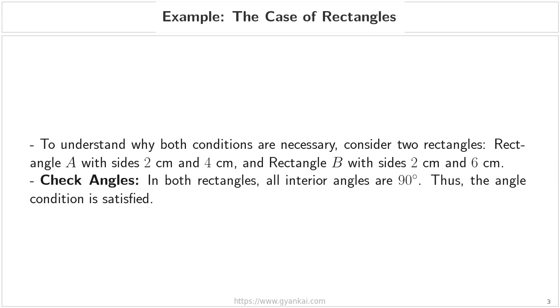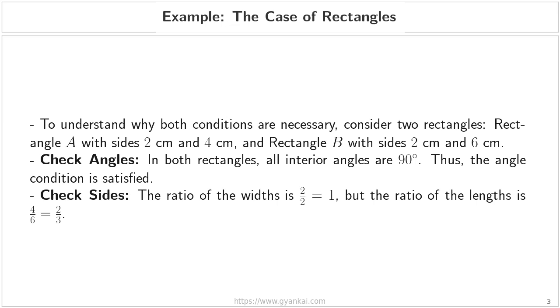First, let's perform our first check, the angles. Since these are both rectangles, we know that every single interior angle is 90 degrees. Because the angles match perfectly, we can say that the first condition, the equality of corresponding angles, is fully satisfied. However, we cannot stop there. We must now perform our second check, the proportionality of the sides.